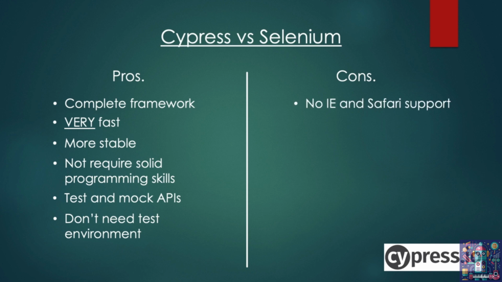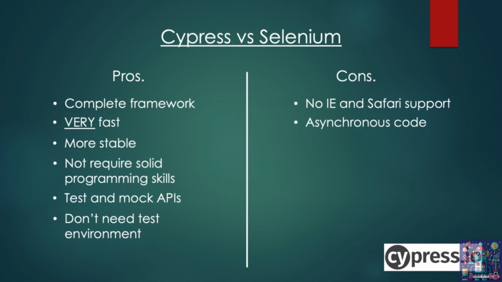What are the disadvantages and possible cons of Cypress? Cypress does not support Internet Explorer or Safari, and it also does not support previous versions of Microsoft Edge. Initially, when Cypress was released, it supported just the Chrome browser and the Electron browser, based on the Chromium engine. But starting with Cypress version 4, which was released at the beginning of 2020, it now supports Mozilla Firefox and the Microsoft Edge browser, which is on the Chromium engine.